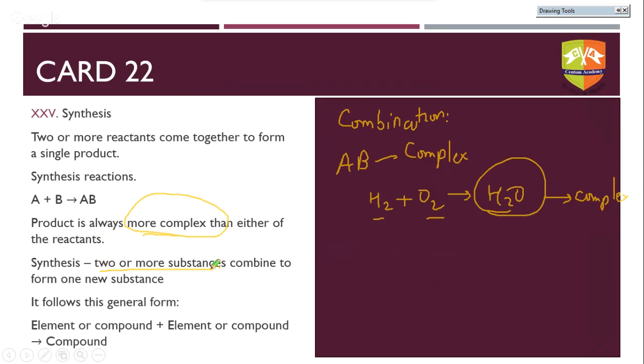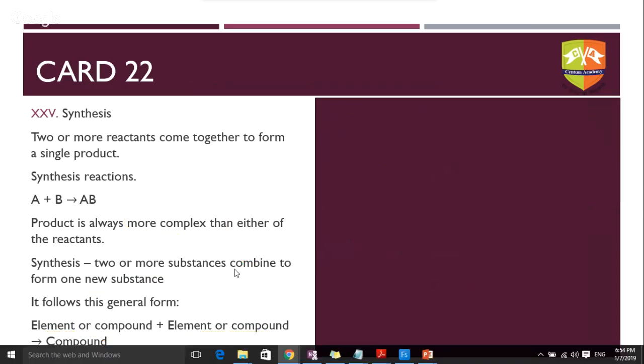Two or more substances combine to form one new substance. The general form of these reactions is either an element or a compound plus another element or a compound will always give a compound. Please note I have not written element here because it does not form an element, it forms only compounds. So an element or a compound plus another element or a compound can give you another compound. So that's the general form of the combination reactions, and that's what is required to form combination reactions.